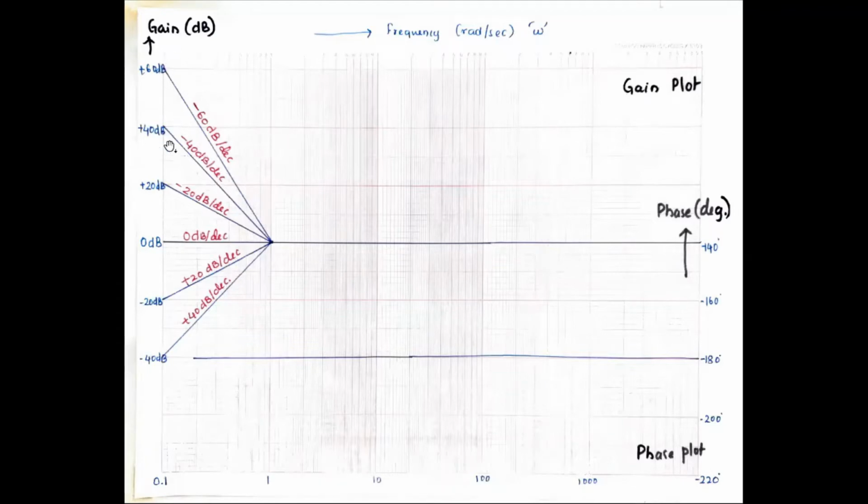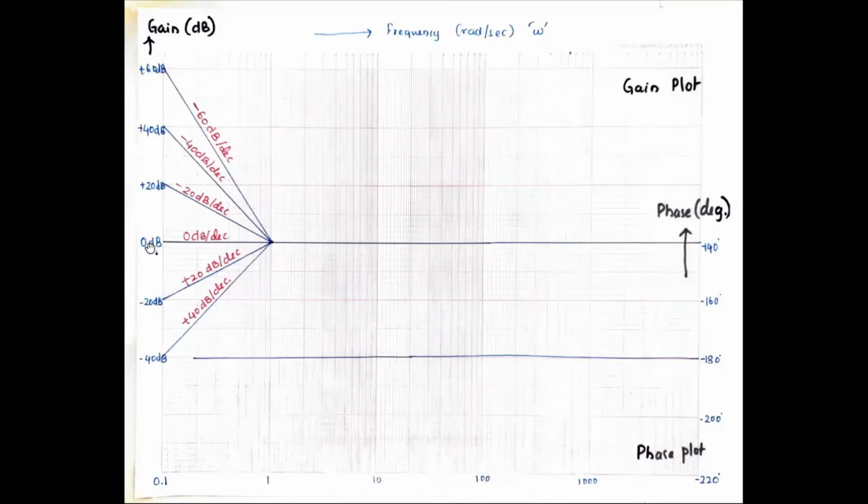So this left side y-axis is chosen as gain in dB. Each solid line I have chosen for 20 dB difference. The first line baseline is 0 dB. Next solid line plus 20 dB, plus 40 dB, plus 60 dB. You can change these values according to your requirement. You can change the scale.